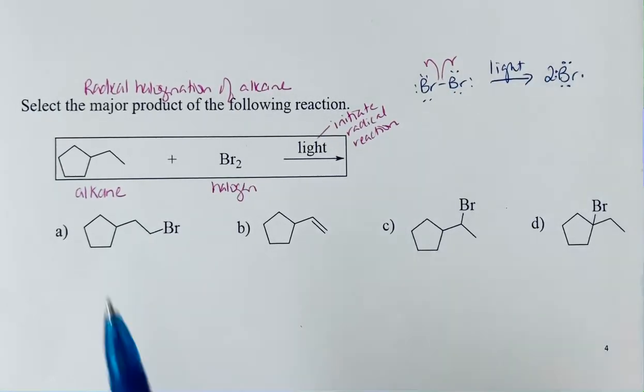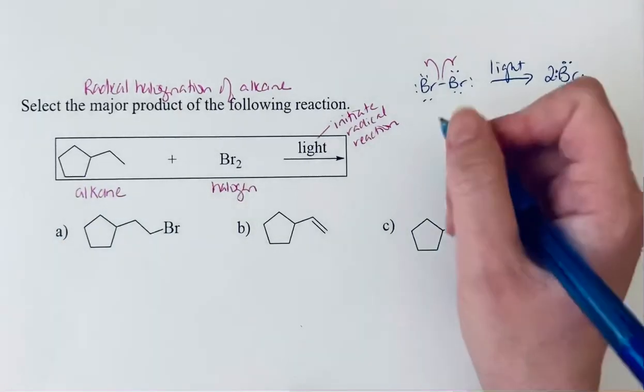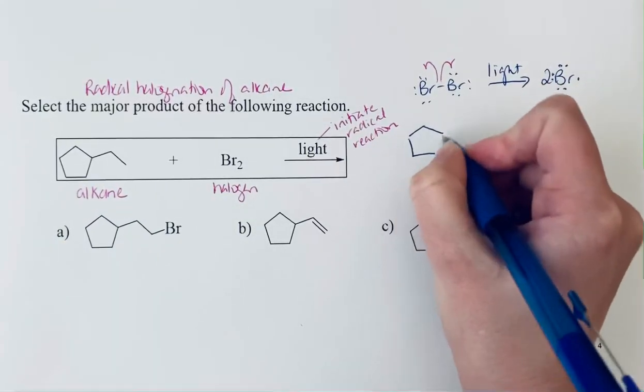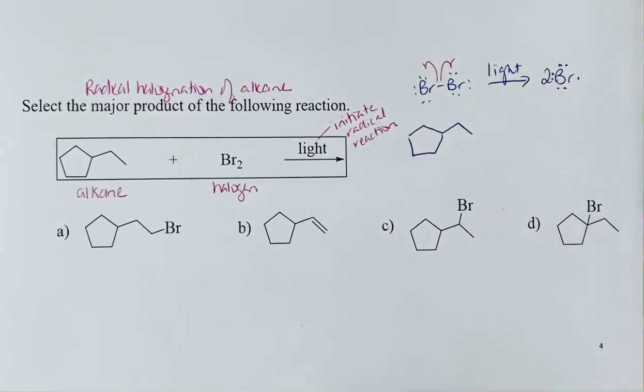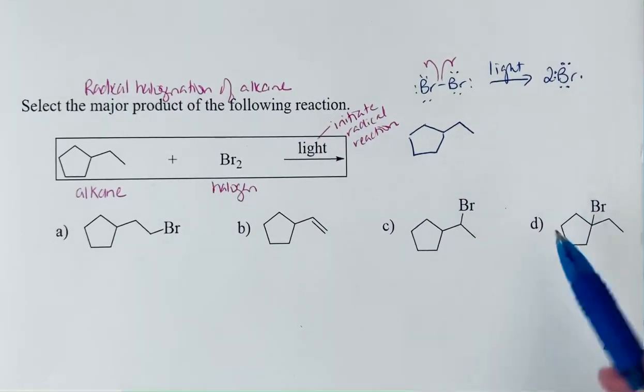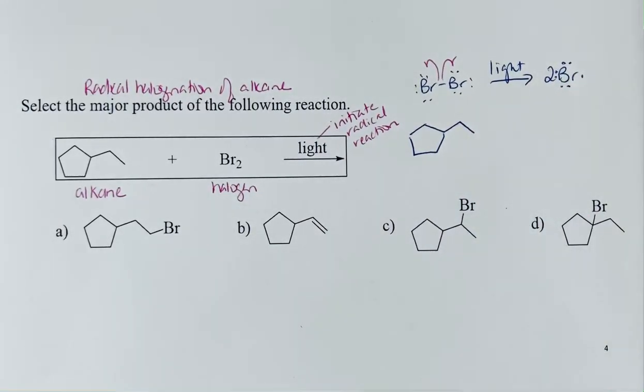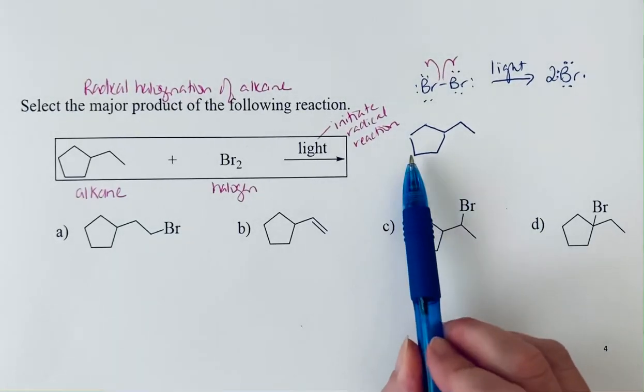And then this radical can react with the alkane. When it reacts with the alkane, it's going to abstract a hydrogen to give us HBr, and it's also going to form a new carbon radical. So we need to know where that new radical is going to form.